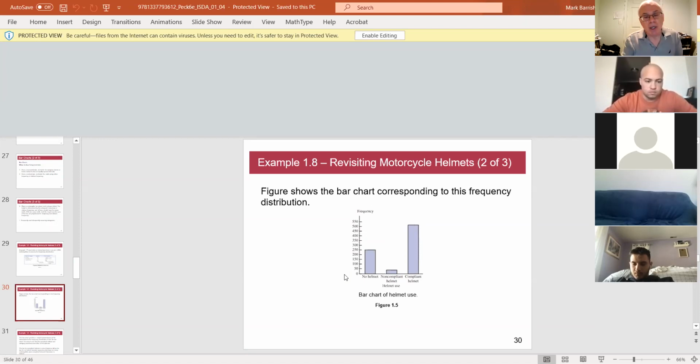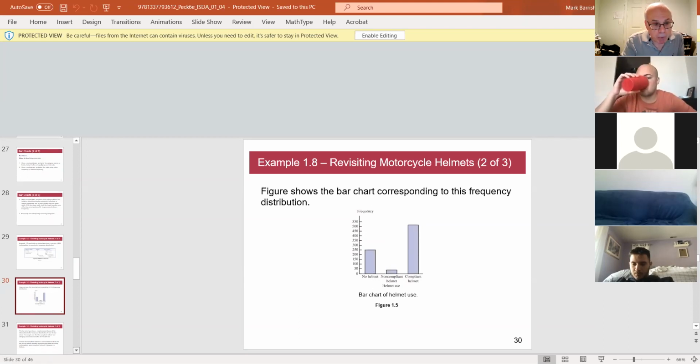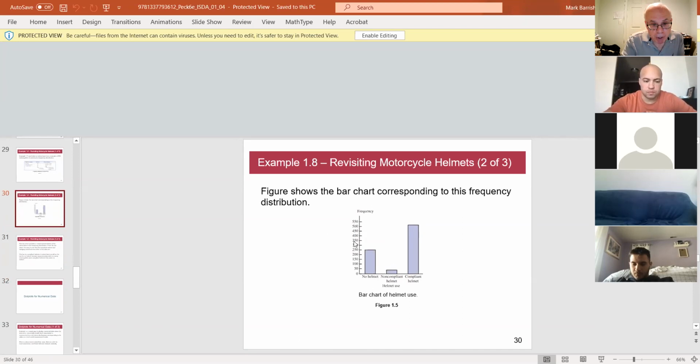Sometimes what people do when they create these bar charts is they put the numbers right above the bars so you could actually know the exact number. That's one way of expressing it as a frequency, but you could have relative frequencies over here too. And the bars would look exactly the same with relative frequencies or frequencies.